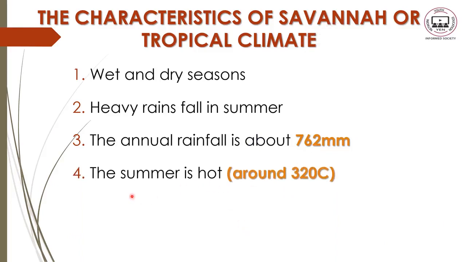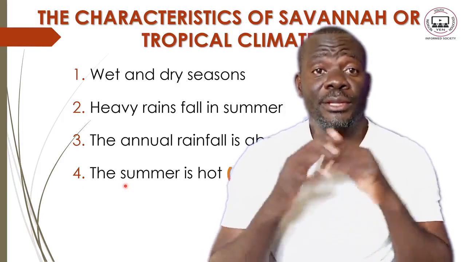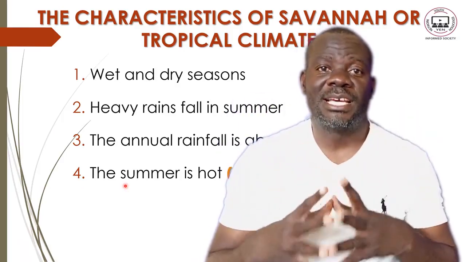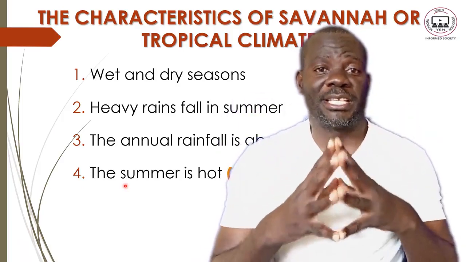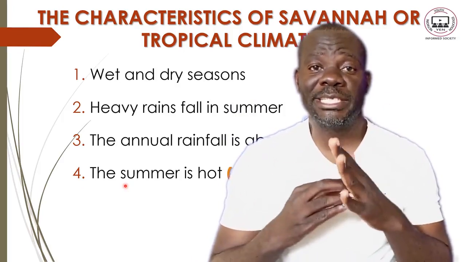And also summer is hot, around 32 degrees Celsius. So that is to say in the tropics or the tropical climate, it is hot in the summer, up to 32 degrees Celsius.